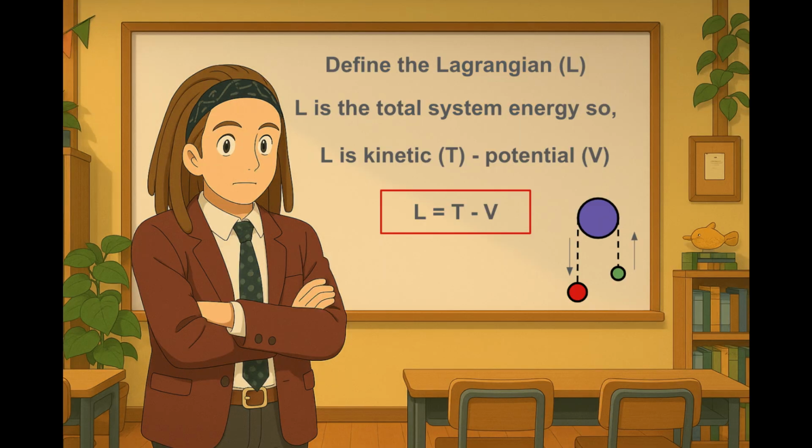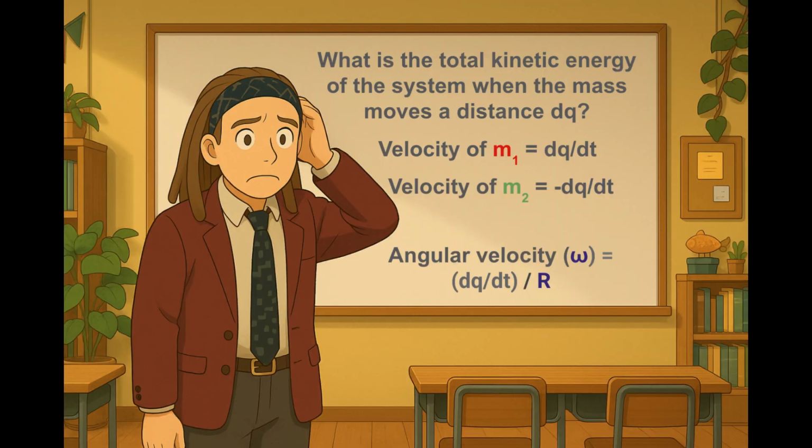To apply the Lagrangian method, we define the Lagrangian L as the system's total kinetic energy, T, minus its total potential energy, V. We choose q, the downward displacement of M1 from some reference point, as our single generalized coordinate. Let's break down the energy terms. Kinetic energy, T. This includes the linear kinetic energy of M1, M2, and the rotational kinetic energy of the pulley. The velocity of M1 is dq/dt, and the velocity of M2 is minus dq/dt. Due to the no-slip condition, the pulley's angular velocity, omega, is equal to dq/dt over r.